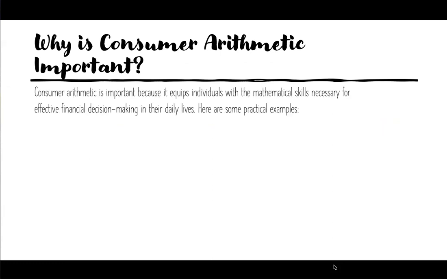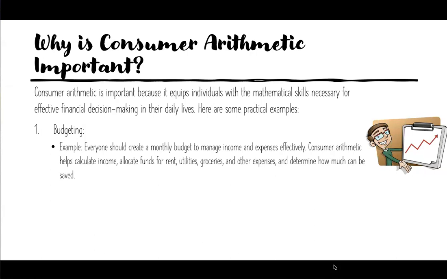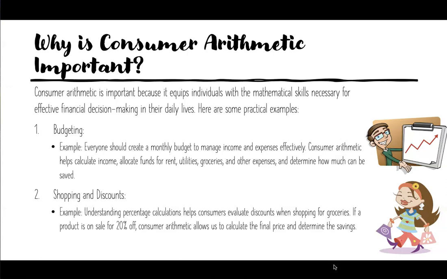Why is it important? It's important because it equips us with the mathematical skills necessary for effective financial decision making in our daily lives. Some practical examples. Budgeting. Everyone should be able to create a monthly budget to manage income and expenses effectively. Shopping and discounts. Understanding percentage calculations helps us to evaluate discounts when shopping for groceries. For example, if a product is on sale for 20% off, we're able to calculate the final price, determine the savings, and see if we're able to afford it.